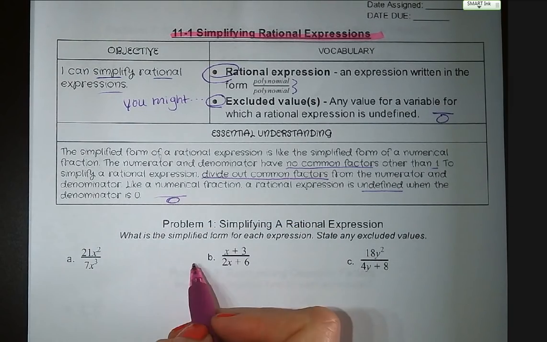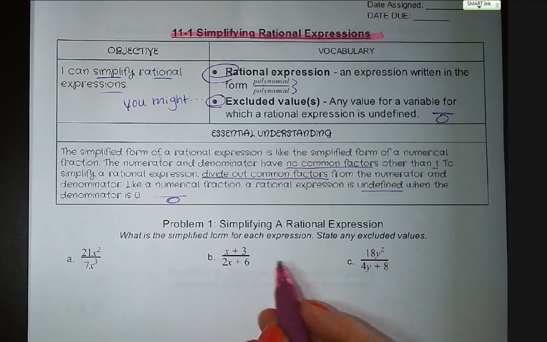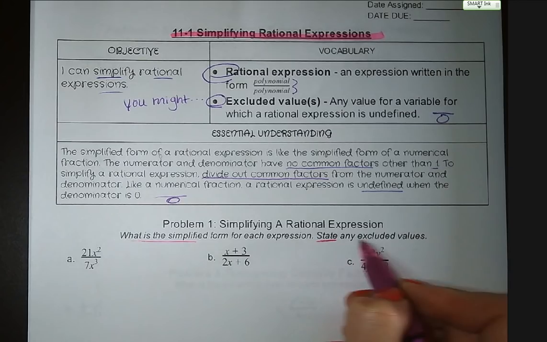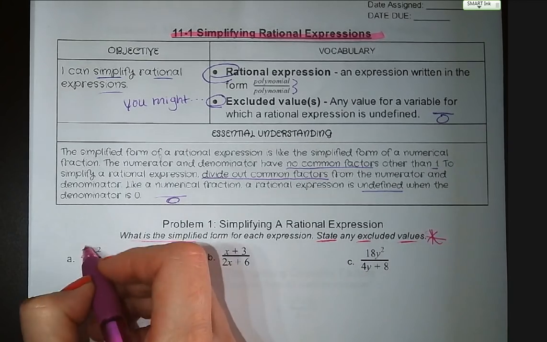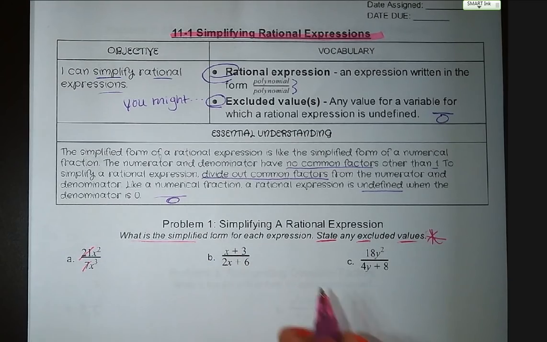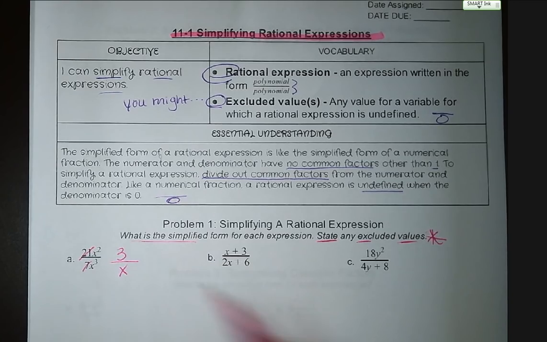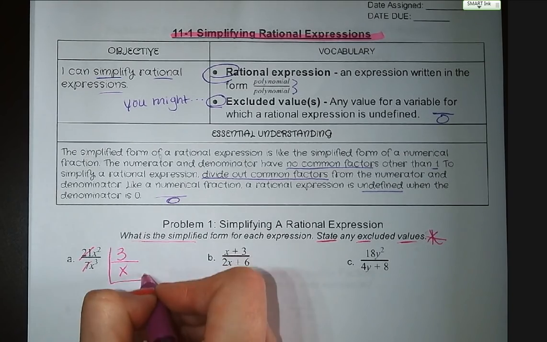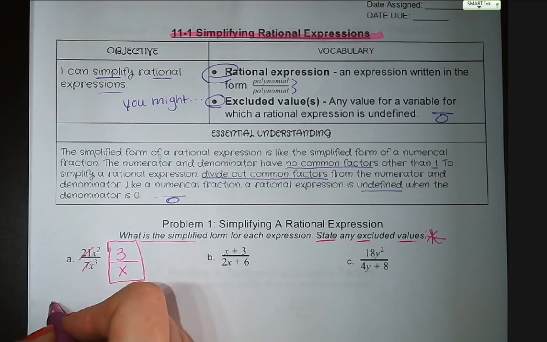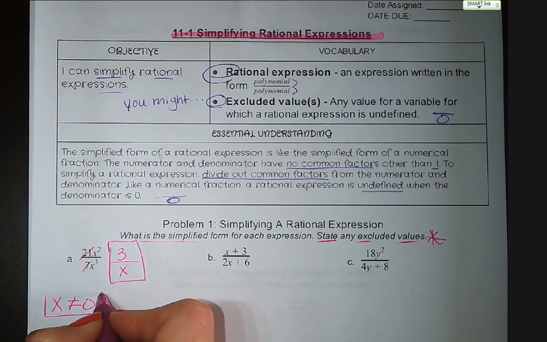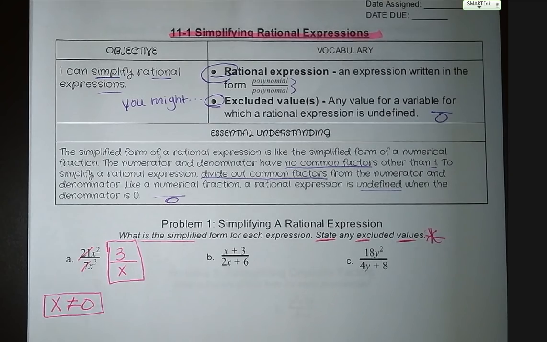All right, problem number 1 is simplifying a rational expression. So we want to know first what is the simplified form of each expression, and then secondly state any excluded values there may be. So looks like we've got 21x squared over 7x cubed. 21 over 7, we reduce that to just 3, and we use our exponent rules, and there are more x's in the denominator, so it's 3 over x. And an excluded value would be x cannot equal 0, because if it does, this would be undefined.